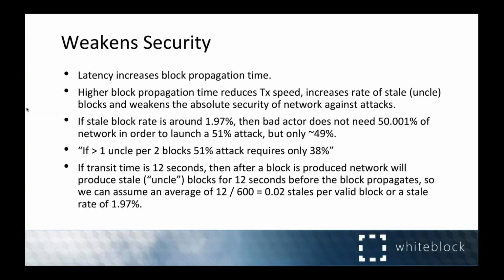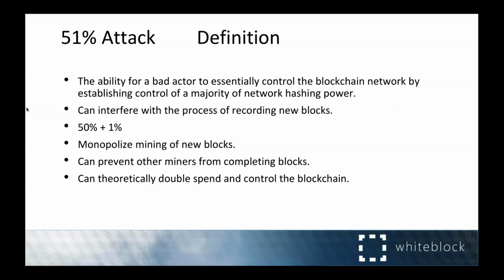So the 51% attack is like the ability of a bad actor to control the blockchain by establishing control of the majority of the network hashing power. So that means that they can control which blocks are actually going to be added to the chain, because they control a higher amount of hashing power within the network.